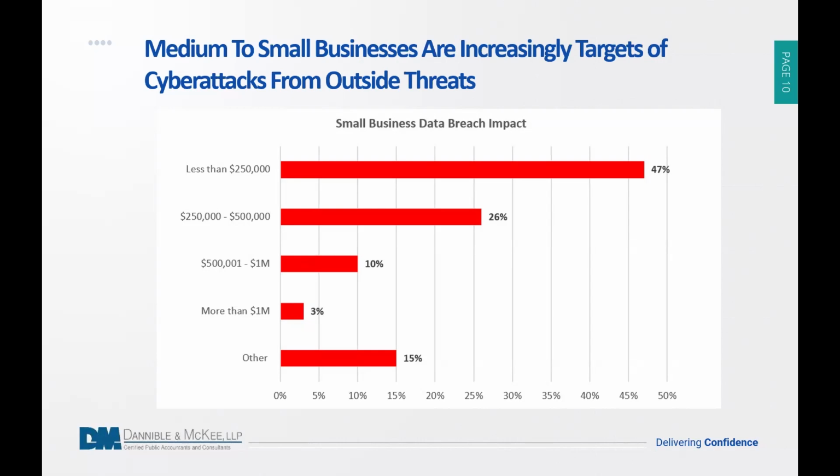And as you can see, about 47% have costs of less than $250,000. But that also means that over 50% of them are causing organizations up to $250,000 and higher to rectify the situation or to correct the damage that's done.